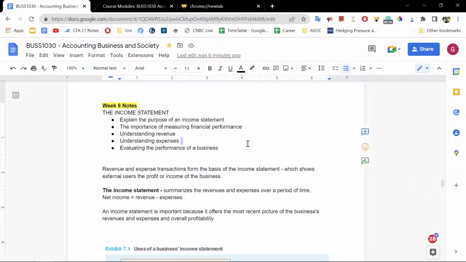Alright, so the income statement. By the end of this video, we should be able to explain the purpose of an income statement, which is quite straightforward, also known as the profit and loss statement by some textbooks; the importance of measuring financial performance; the stakeholders that need to look at or perhaps have a vested interest in looking at the income statements; understanding revenue and understanding expenses, which are really the backbone of the income statement; and evaluating the performance of a business.